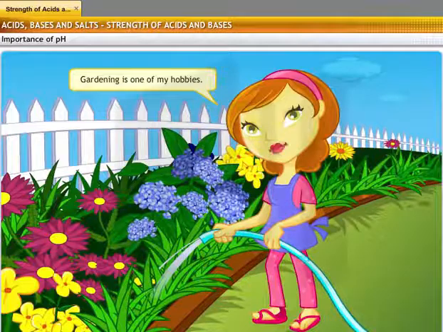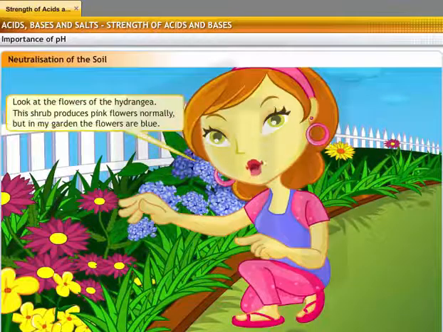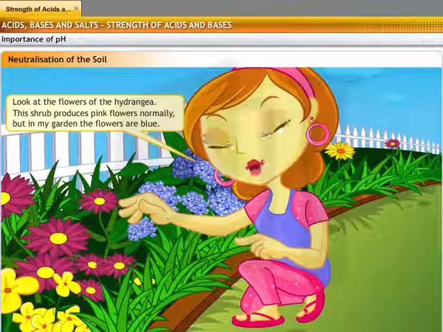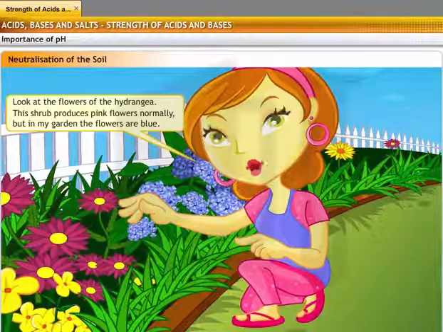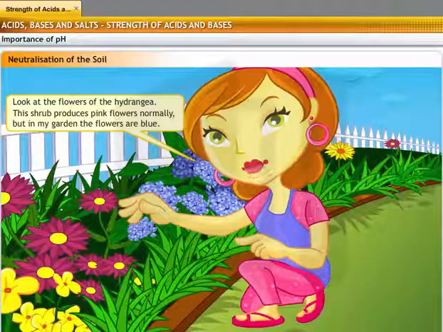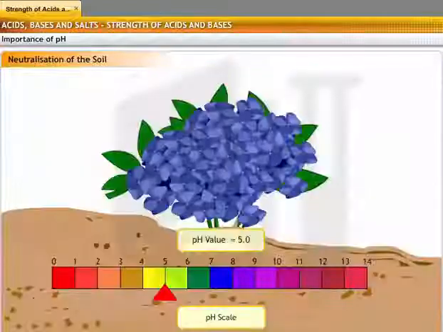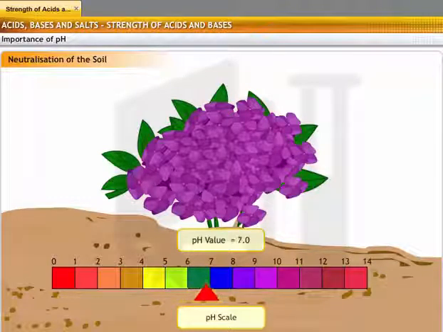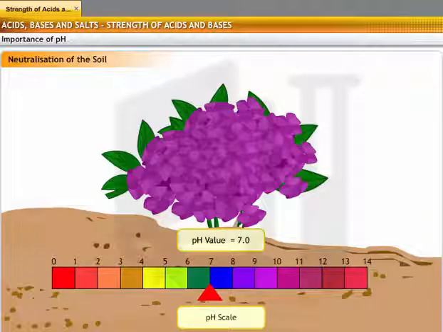Gardening is one of my hobbies. Look at the flowers of the hydrangea. This shrub produces pink flowers normally, but in my garden, the flowers are blue. Hydrangea produces pink flowers when the soil has a pH value of 6.8 or higher, and blue flowers when the pH value is 6.0 or less.